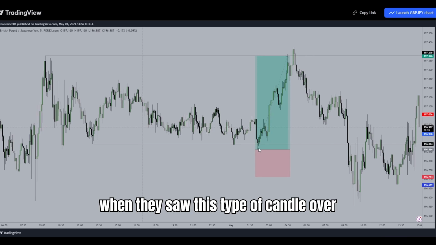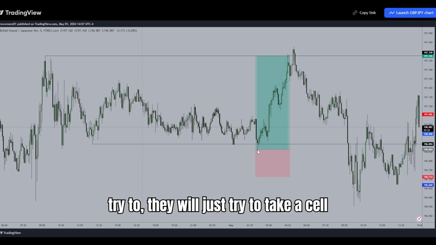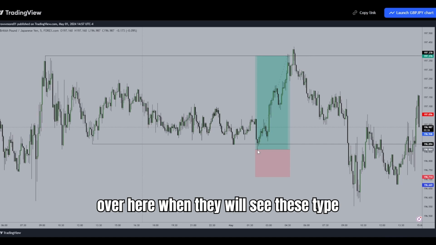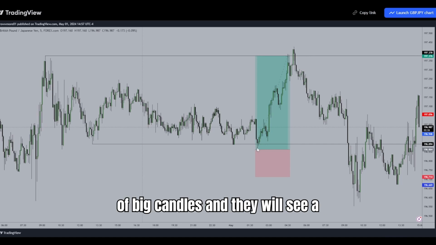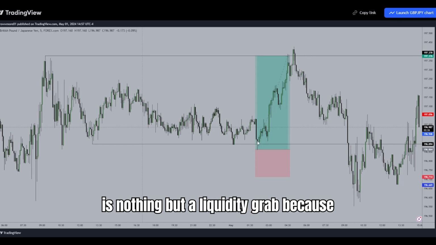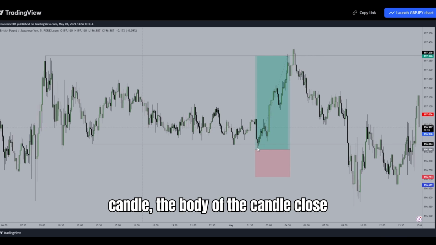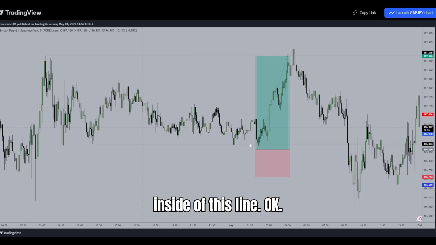When they saw this type of candle over here, they will try to take a sell when they see these big candles and a breakout like here. But we know that this is nothing but a liquidity grab, because you can see that the body of the candle closed inside of this line.